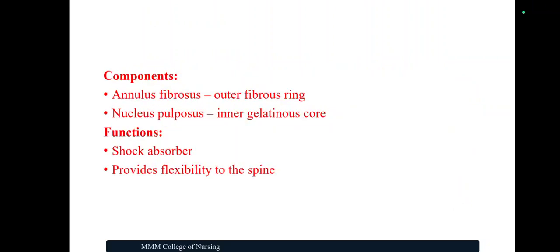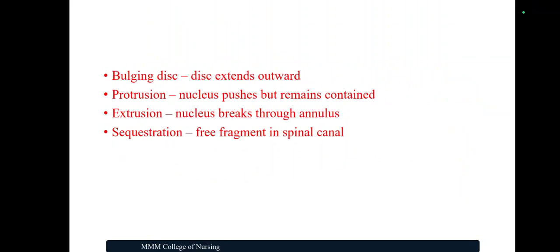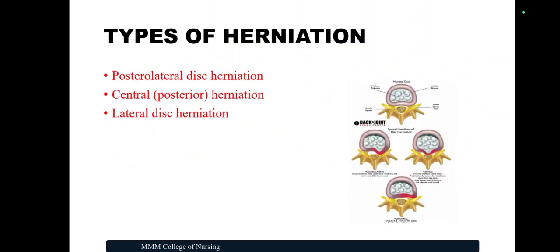So the components of the intervertebral disc include the annulus fibrosus, which is the outer fibrous ring, and the nucleus pulposus, which is the inner gelatinous core. The functions of these components are to act as a shock absorber and provide flexibility to the spine. Bulging is where the disc extends outward. Protrusion means the nucleus pushes out but remains contained. Extrusion is where the nucleus breaks through the annulus and protrudes out. Sequestration is a free fragment in the spinal canal.